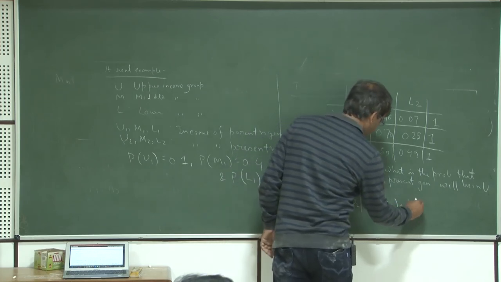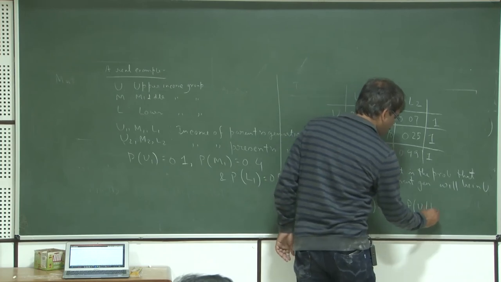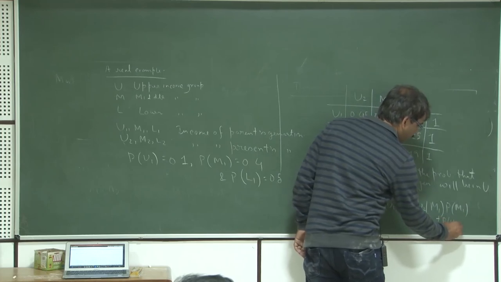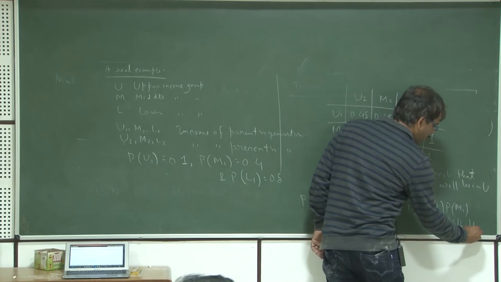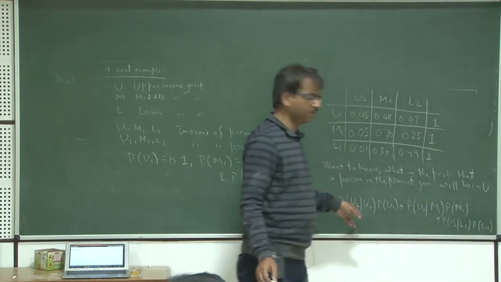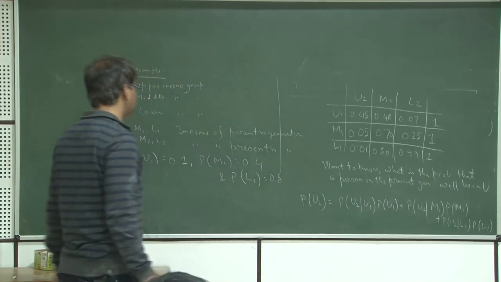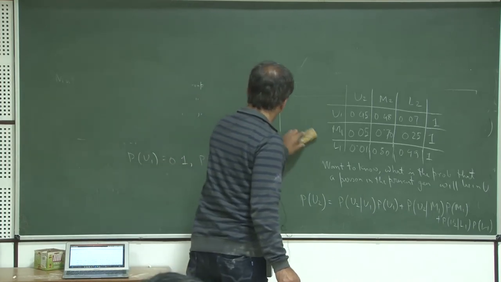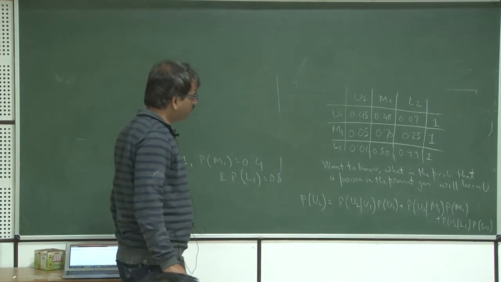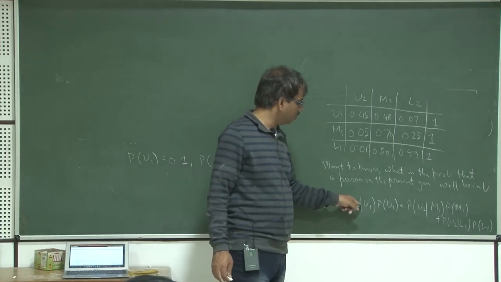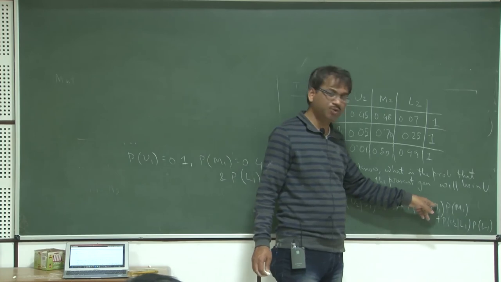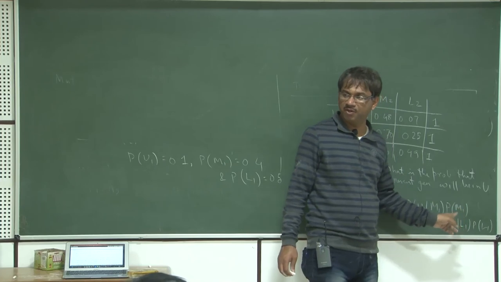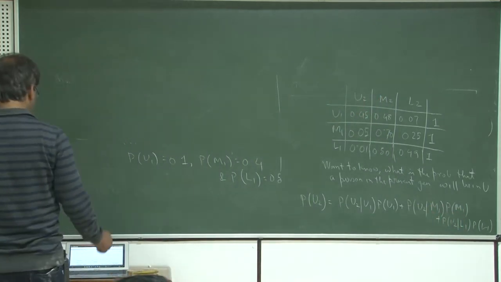Okay, so probability of U2 equals... This step should be very crystal clear. Essentially you can write one more step: probability of U2 equals probability of U2 intersection U1 plus probability of U2 intersection M1 plus probability of U2 intersection L1. Then you can use the multiplicative law, that's where you can get it.